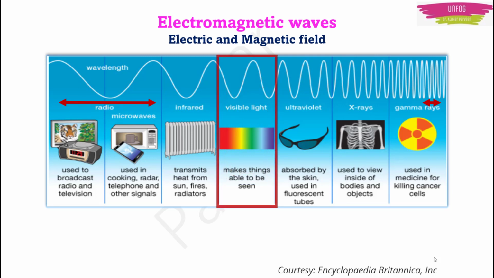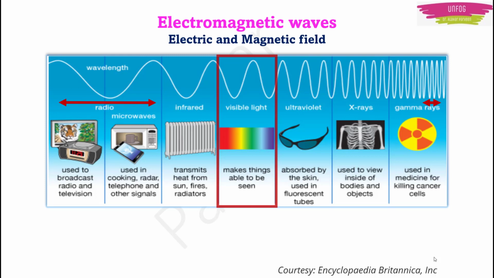I am giving you the applications here because in your MCQs many times in HSTR, they are asking the applications of each electromagnetic radiation. For example, for visible light, it makes things able to be seen. Means without light you can't see anything, right? So that is one application for visible light. Then ultraviolet light, it will be absorbed by the skin. It is used in fluorescent tubes. It will cause tanning. People become dark when they are in the sun. That is because of ultraviolet rays.